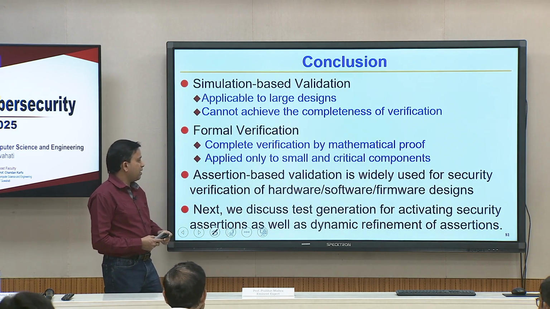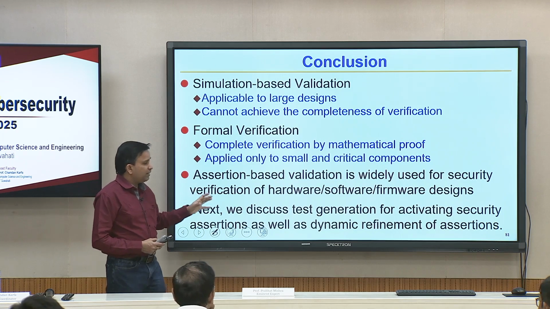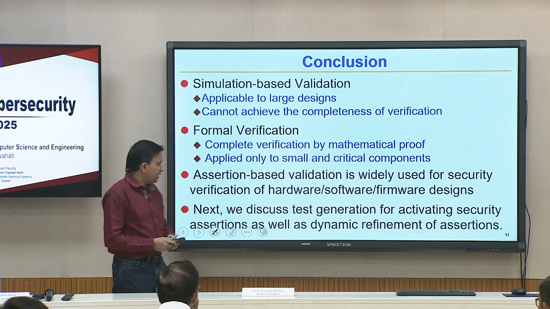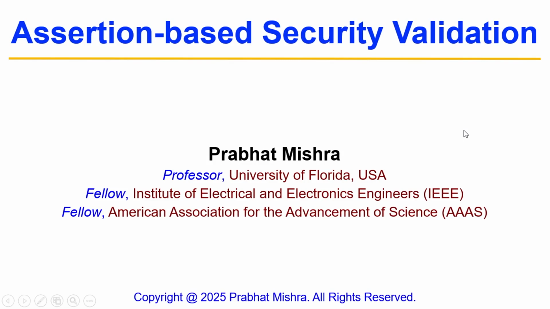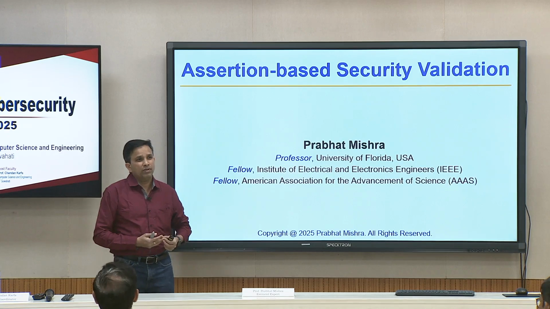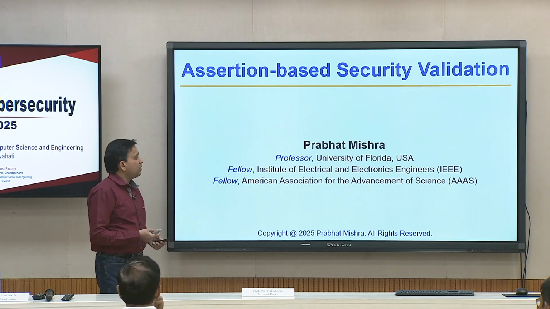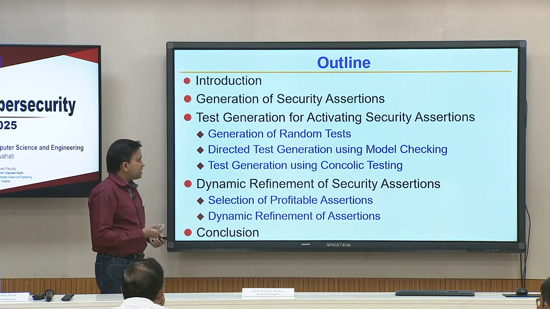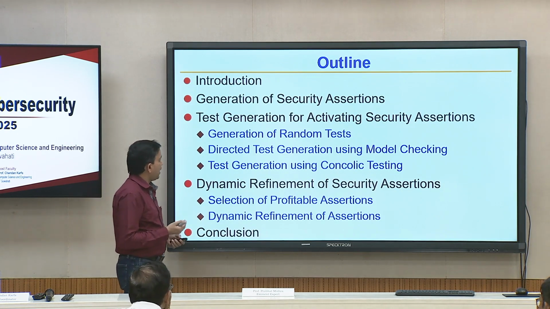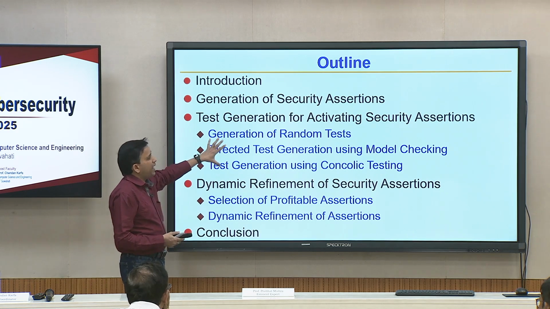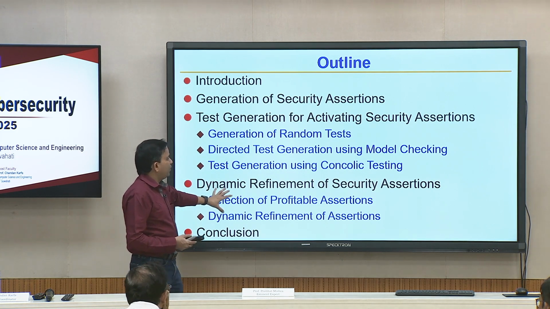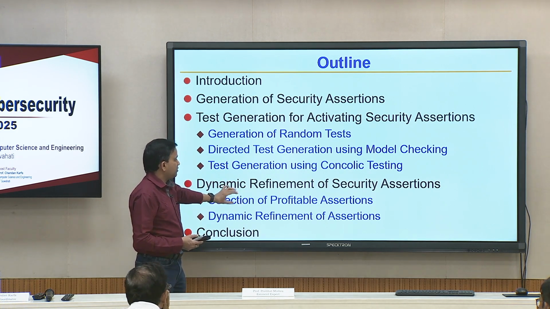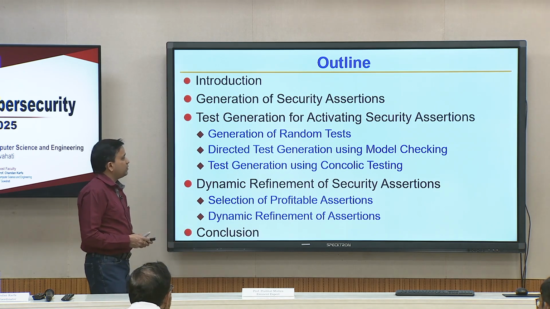So, what I am going to discuss now is how we generate tests to activate these assertions, as well as how you refine some of these assertions. In the previous lecture we primarily talked about generation of assertions, and we will briefly touch upon that just to recap, but we will primarily focus on how we activate these security assertions so that we know they are valid, and what are the scope, opportunities and challenges of doing dynamic refinement of those assertions.